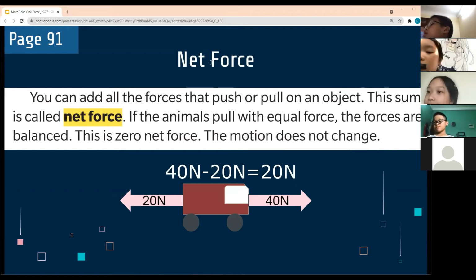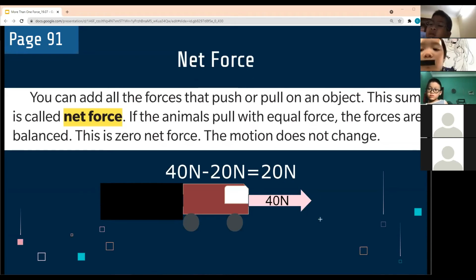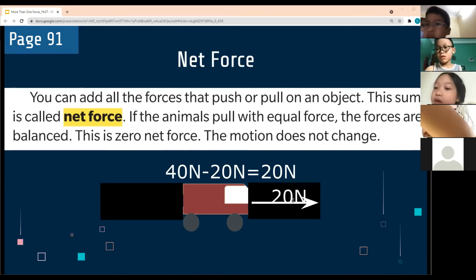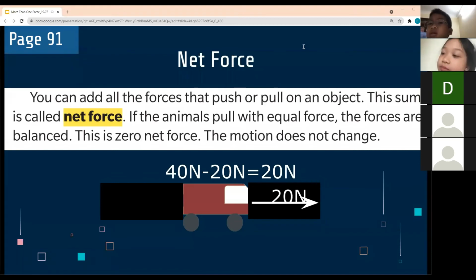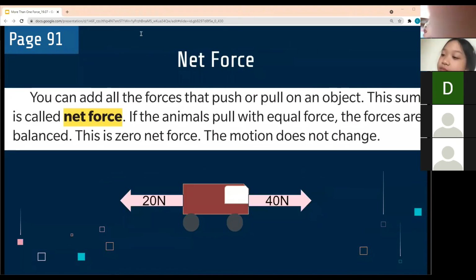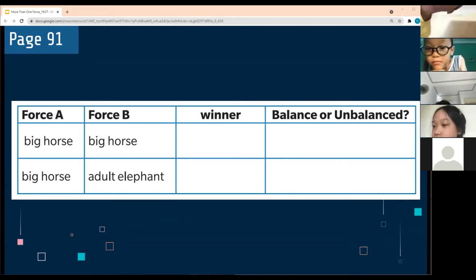So this car, once we're done, let me get rid of this line and show you an example. Our answer would look something like this. So this would be our answer. The car is moving 20N and it's going to the right because we got rid of that force in the back. Okay, we calculated for it. This is net force. This is still page 91 of your book, so if you have your book, you can follow along.